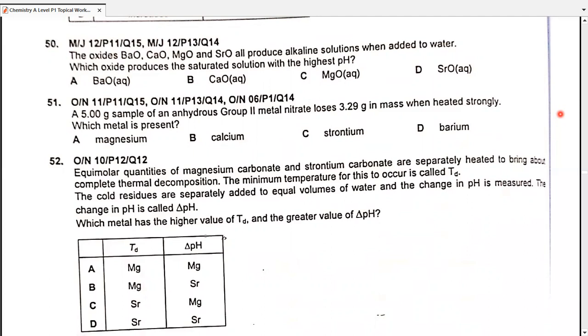A 5-gram sample of an anhydrous group 2 metal nitrate loses 3.29 grams in mass when heated strongly. Which metal is present? Since I've already explained to you in the last session how to work this one out, how ratios can help us work accordingly, go ahead. You might already have the workings with you. If you have the old calculations with you, you can use them. That's not a problem. Okay, so barium nitrate, calcium nitrate.